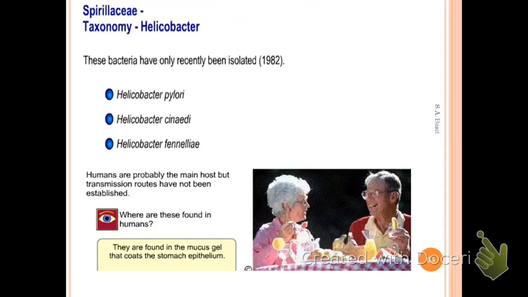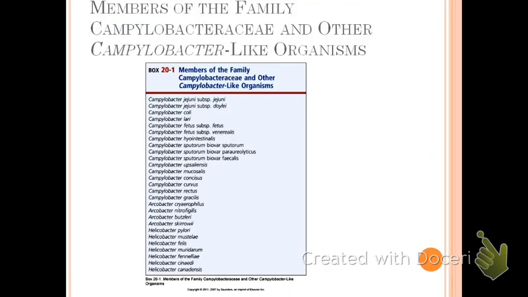Then another group of organisms would be the Helicobacter, recently isolated in 1982. Important species include Helicobacter pylori, cinaedi, and fennelliae. Humans are probably the main hosts, but transmission routes have not been established. We are able to isolate these organisms in the mucous gel that coats the stomach epithelium. So these are a survey of some important species of the family Spirillaceae, otherwise known as Campylobacteriaceae.